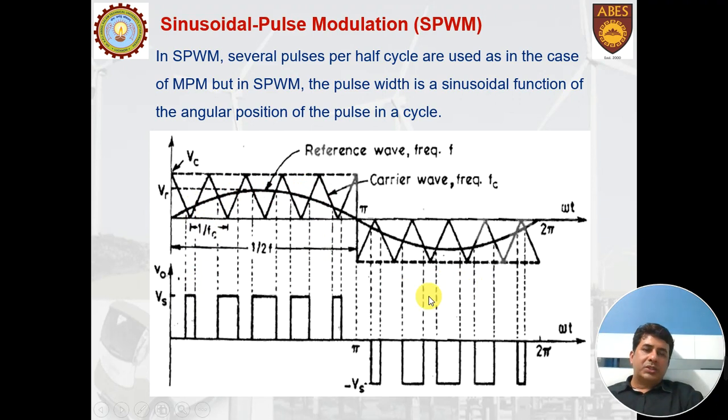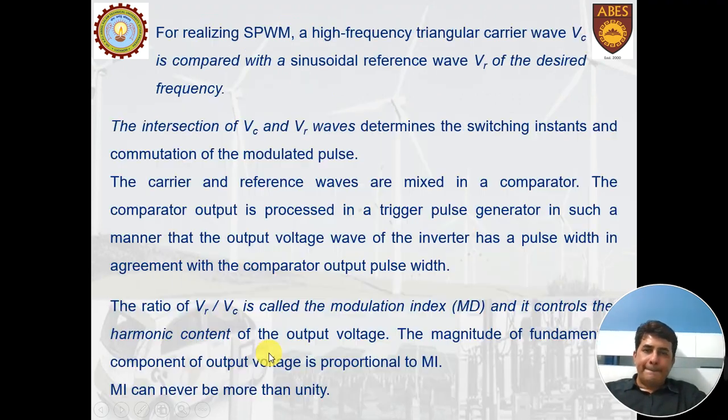So this is the process by which, in this particular case, for one half output you have triggered the thyristor 5 times and you have commutated it 5 times. So you need to have high speed devices in this. That is why we say that in PWM the devices are a little costly.